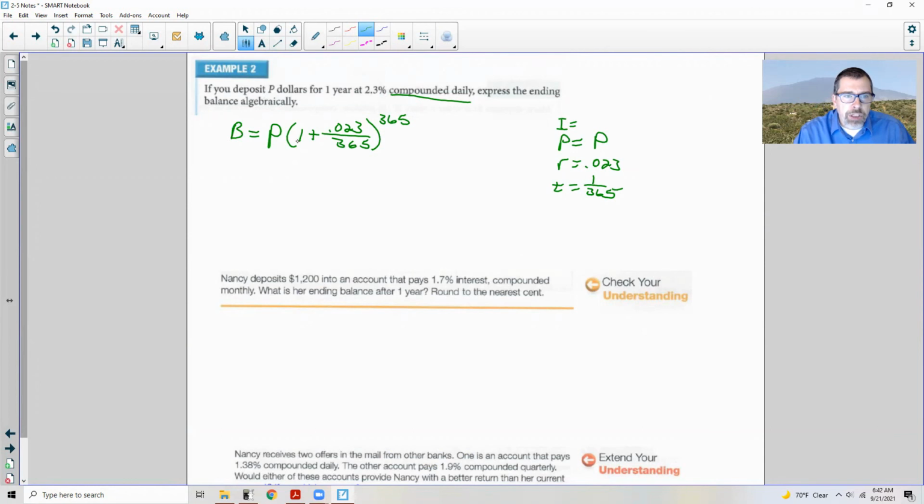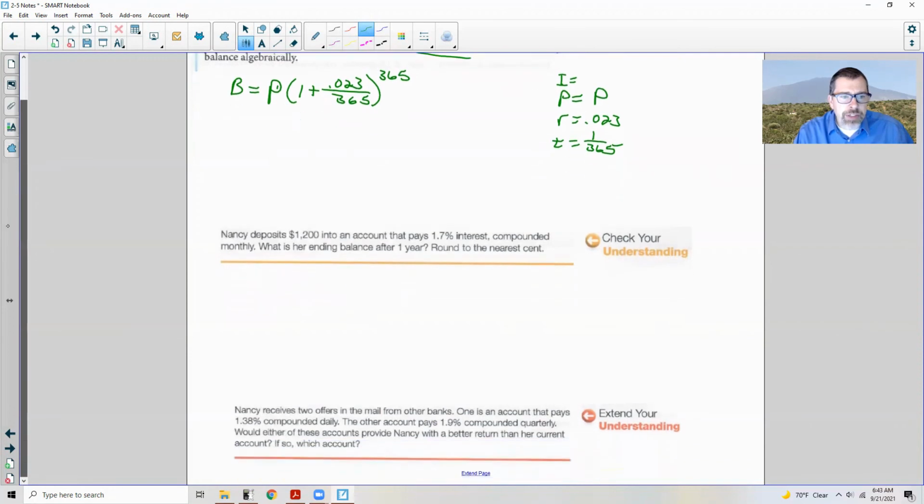Because we're taking our principal times 1, which is our principal, plus the interest equals a total balance. So we should have B equals P times 1 plus 0.023 over 365 to the 365. So this will calculate our balance. So this piece here would be interest, and our balance would be added in automatically. Okay, so now it says check your understanding.